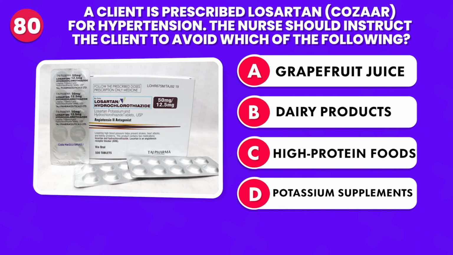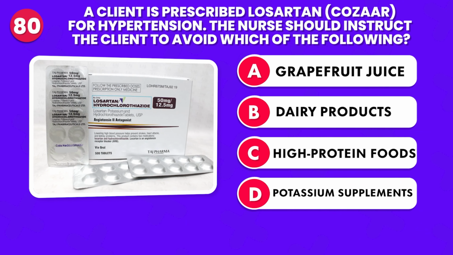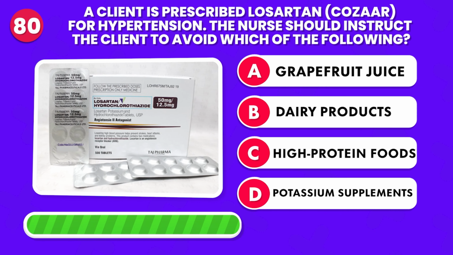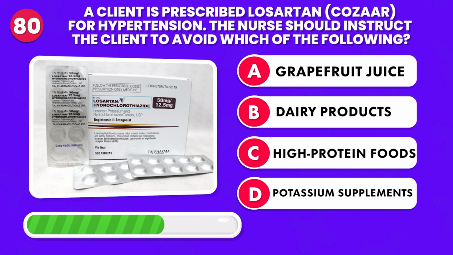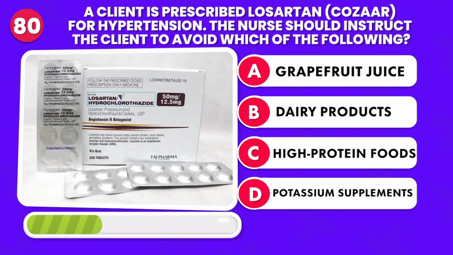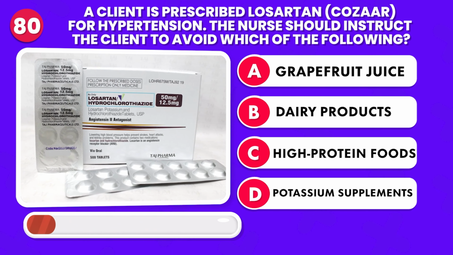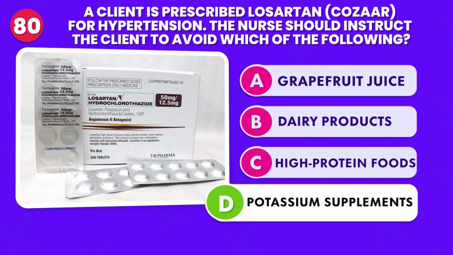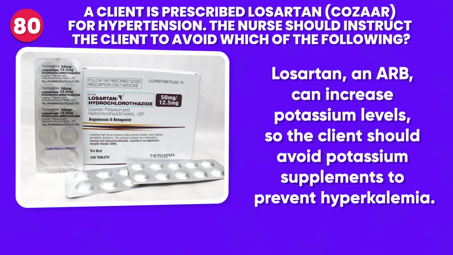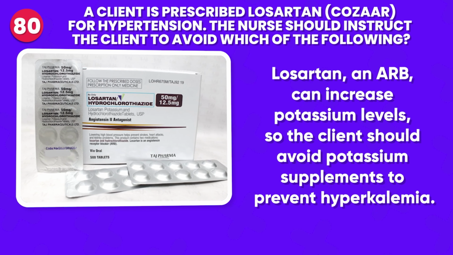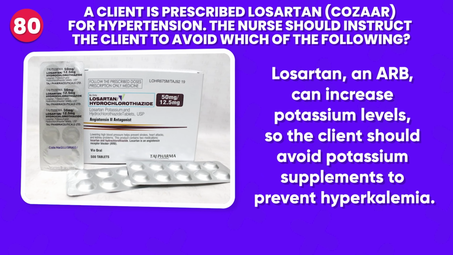A client is prescribed losartan, Cozaar, for hypertension. The nurse should instruct the client to avoid which of the following: A. Grapefruit juice. B. Dairy products. C. High-protein foods. D. Potassium supplements. It's D. Potassium supplements. Losartan, an ARB, can increase potassium levels, so the client should avoid potassium supplements to prevent hyperkalemia.